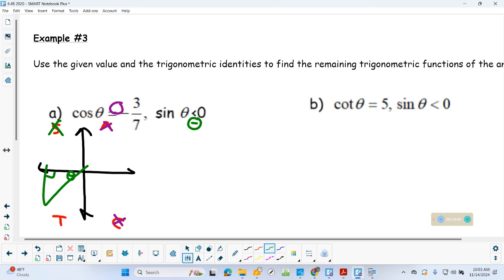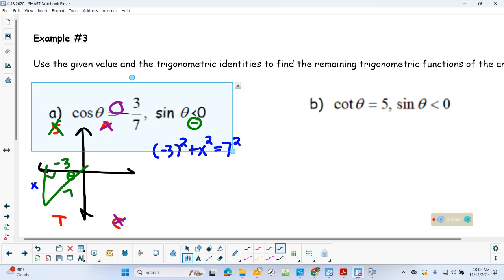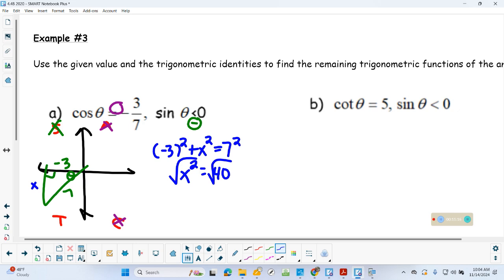All right, cosine, of course, is adjacent over hypotenuse. We're going to need the missing side because they want all the trig functions. I'm just going to call it x, and do my Pythagorean theorem here: negative 3 squared plus x squared equals hypotenuse squared, 7 squared. So 9 plus x squared equals 49. Let's subtract the 9 off 49, so you'll be at 40. Let's root it, and the square root of 40 simplifies to the square root of 4 times 10, which is 2 square roots of 10.